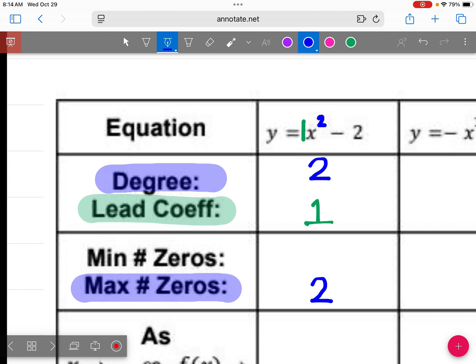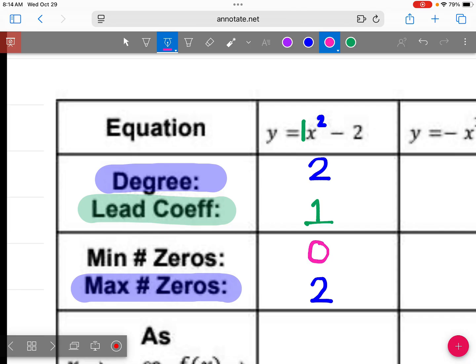The fewest number of roots it can have depends on whether it's even or odd. Because even functions, we think about our parabolas that we were working with last chapter, can have no real roots. It can never cross the x-axis. So even degreed functions do not have to have real zeros. It might have 0 real roots.